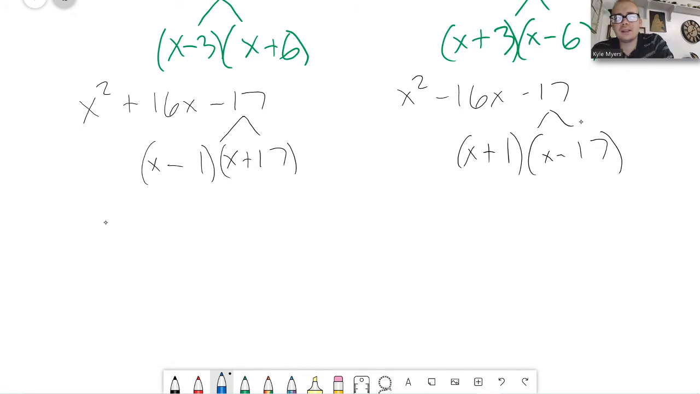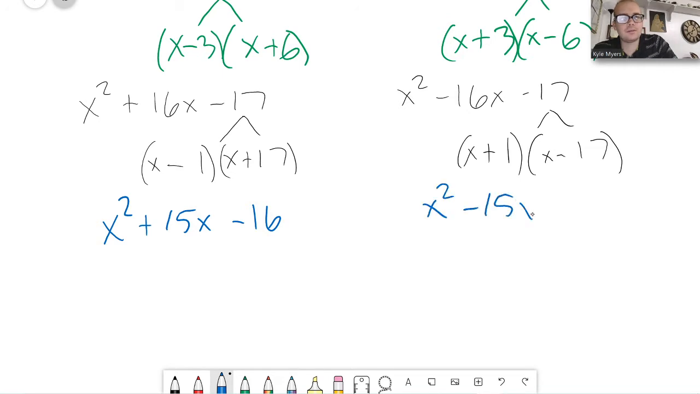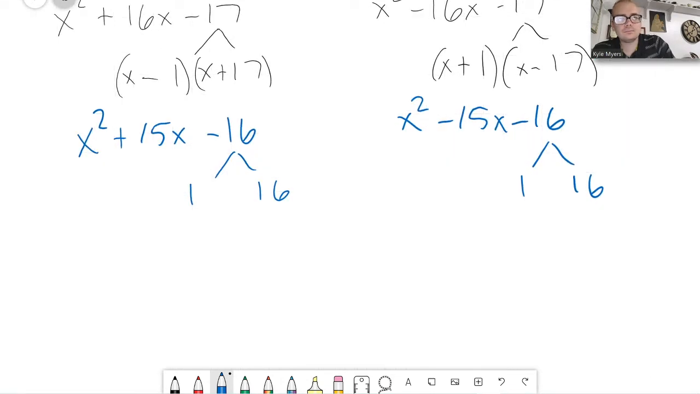Next we would have 16, so x squared and 16. Let's start off with 15x. Plus version and minus version. 16 is 1 and 16. So here I would want minus plus. Here I would want plus minus.